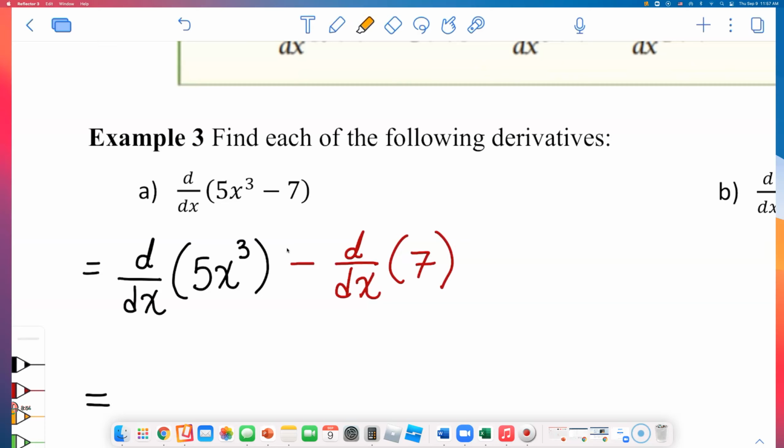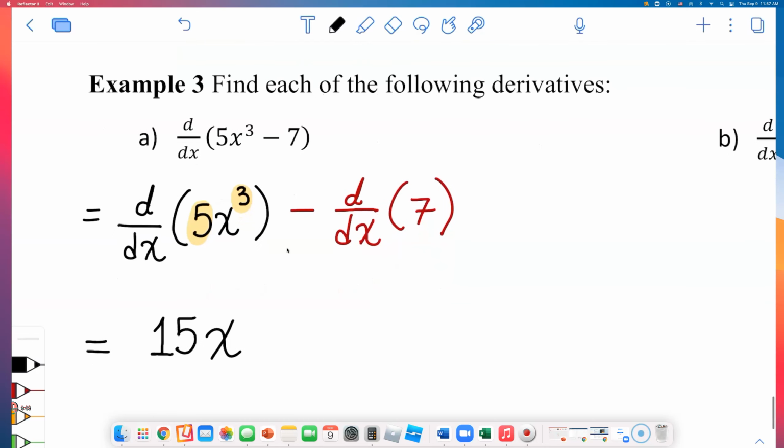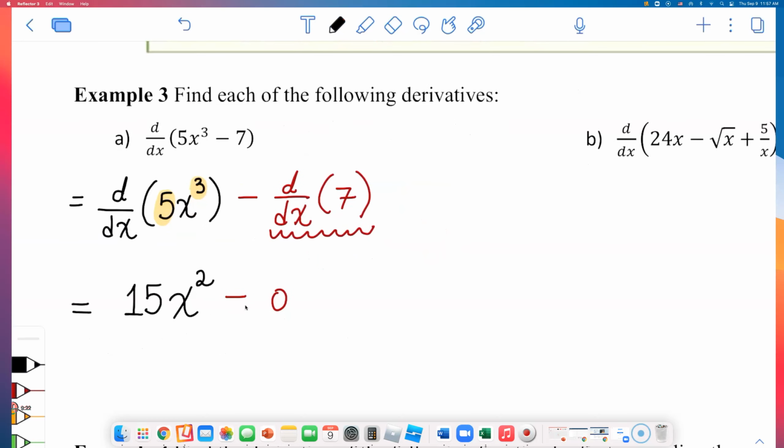I do my power rule. 5 times 3 is 15, and the new exponent is x to the 2nd power because 3 minus 1 is 2. Now what about the red part? The derivative of a constant is always 0. By theorem number, I forgot, but anytime you're taking a derivative of a single number, that's going to be 0. Therefore, the final answer is 15x squared.